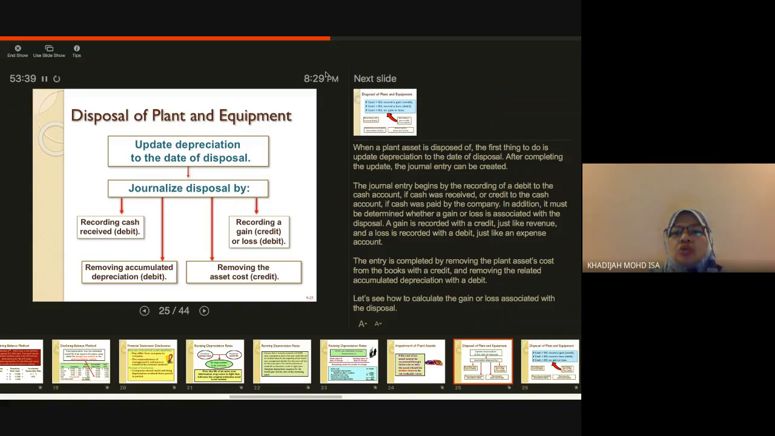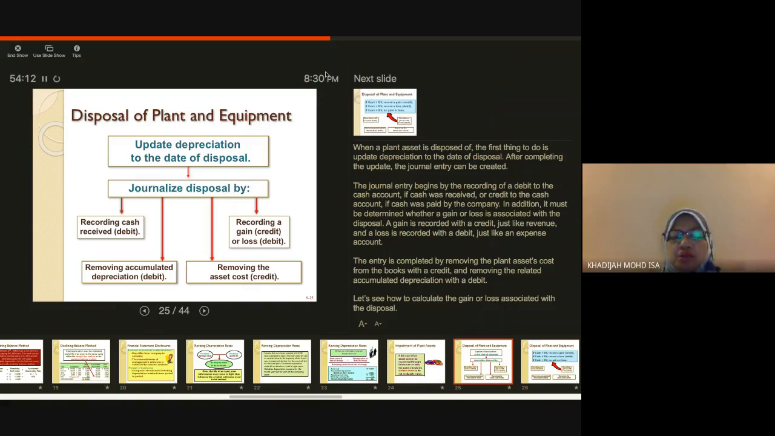So disposal could mean that you sell your asset, right? Disposal could also be an impairment of an asset, which we also call a disposal. Or you can trade in the asset. So this is how you dispose: maybe you sell your asset, or you trade in your asset.